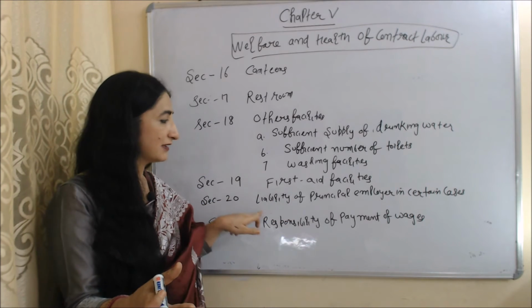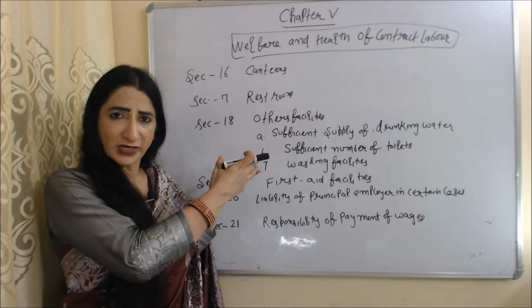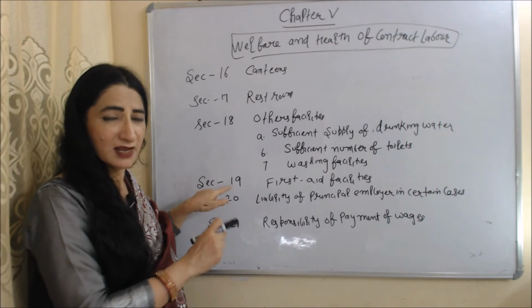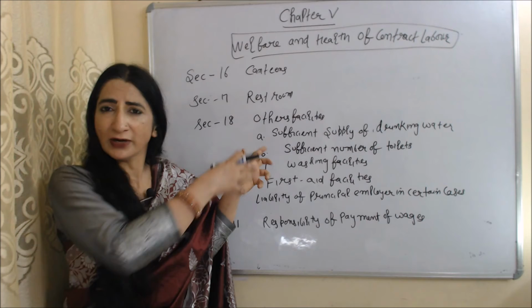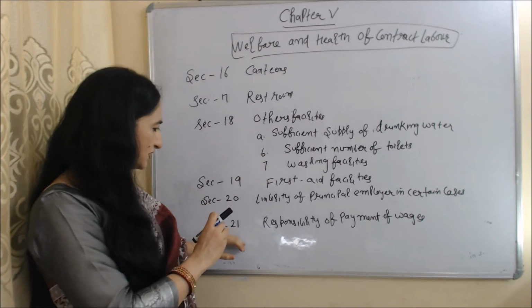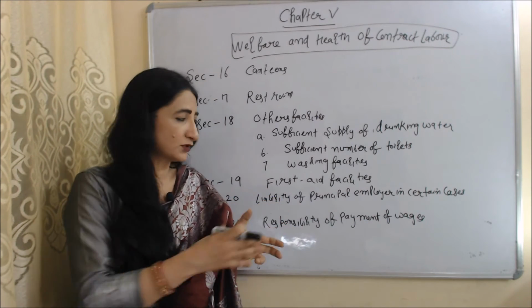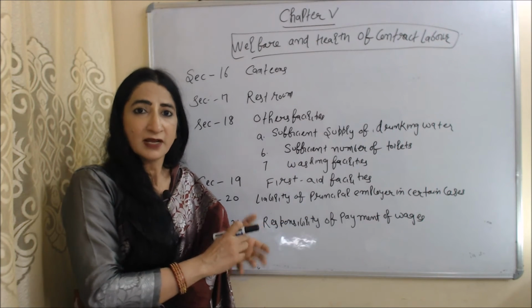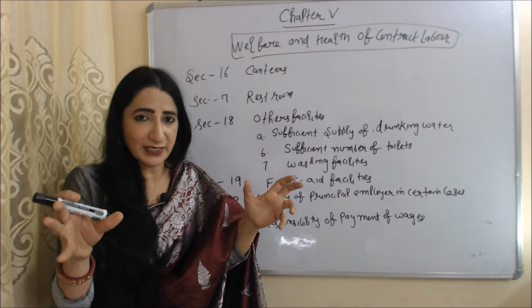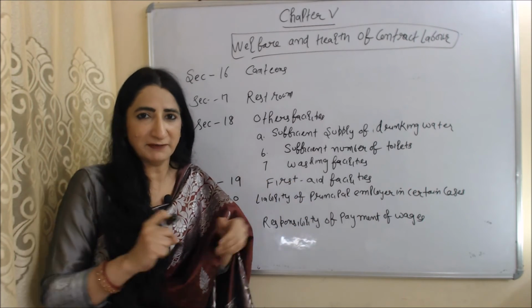Section 20 talks about liability of the principal employer in certain cases. The prime responsibility belongs to the contractor for providing all facilities under sections 16, 17, 18 and 19. But in case the contractor fails to provide these facilities, then the principal employer will be liable for this. And section 21 provides the responsibility of payment of wages. The contractor will be responsible for making payment to contract labor in the prescribed time period. But if the contractor is not able to make payment within the prescribed time period, then the principal employer will make payment to contract workers within the prescribed time period.